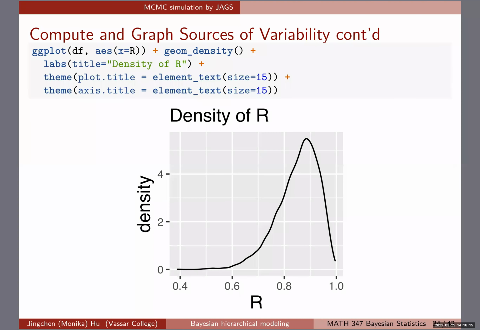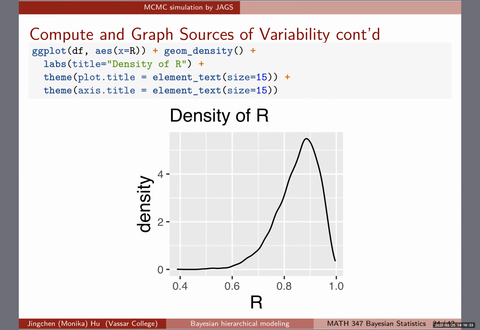And we can also do a graph pretty quickly as well, and overall you can see that the within group variability is dominant across the sum of these two. So that's just another way that you can analyze the source of variability.